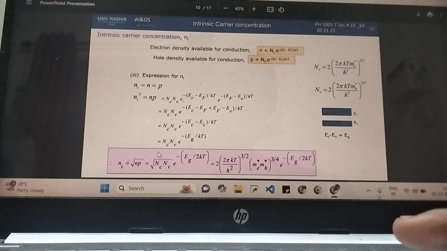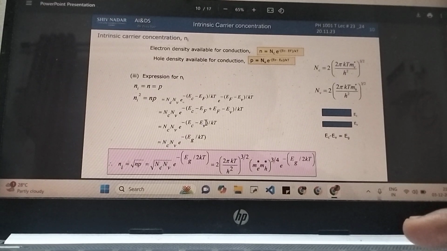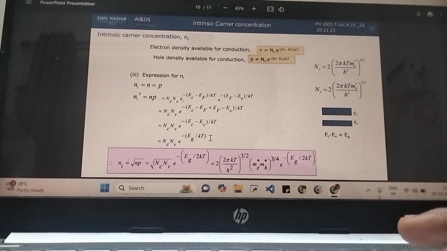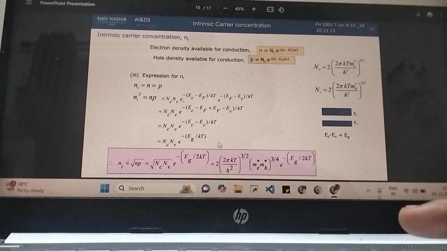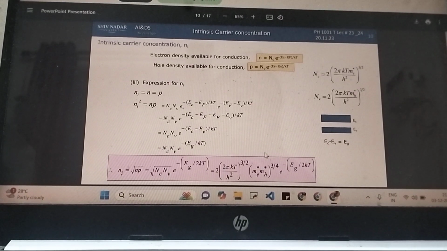Why do we have 2 here? Because the e to the power term also gets a root, and it is just to the power 1 by 2, so the 2 comes to the denominator. So you replace Nc and Nv with the respective constants, you apply the square root, and this is the final expression you will get.